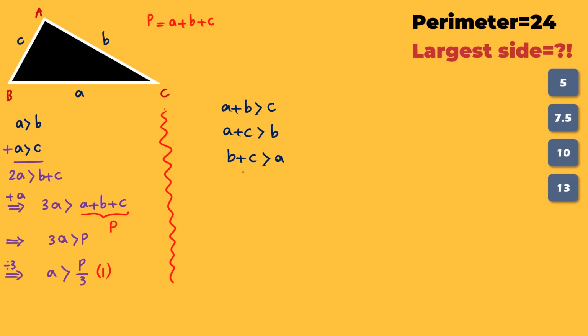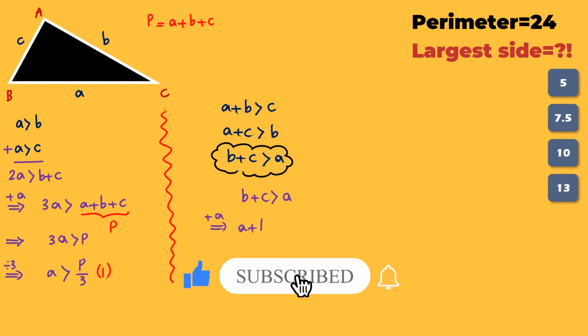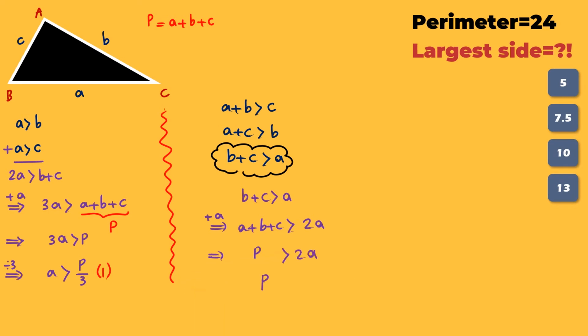And what I'm going to do is use the third inequality, and try to come up with another relation between the perimeter and the largest side of the triangle. So we have B plus C is greater than A. Now, by adding A to both sides, I'm going to get A plus B plus C on the left-hand side, which is the perimeter. So I would get A plus B plus C is greater than 2A. Which means the perimeter is greater than 2A, which means P divided by 2 is greater than A.